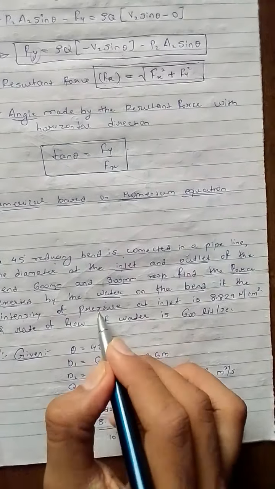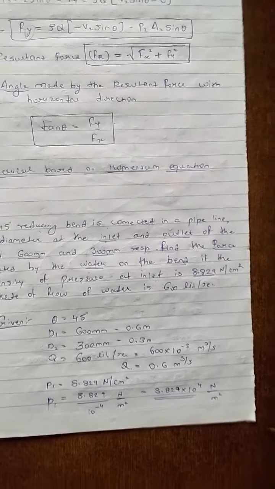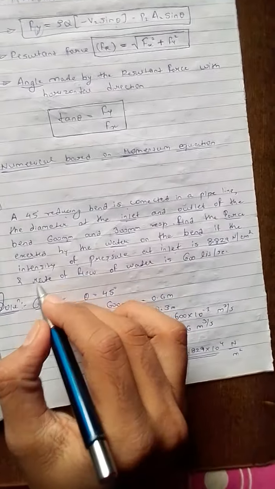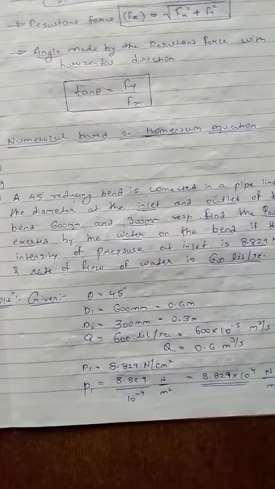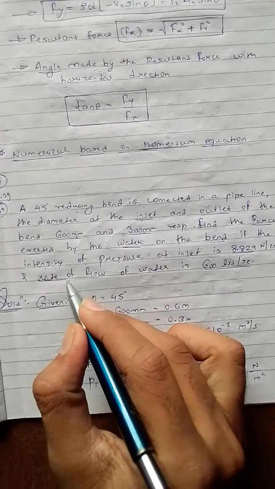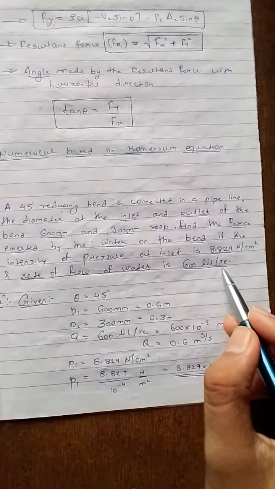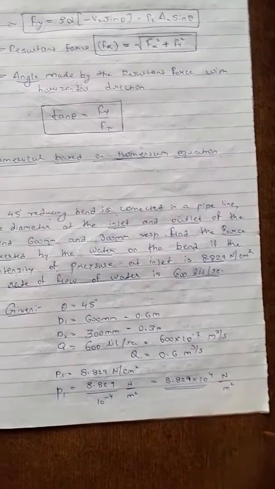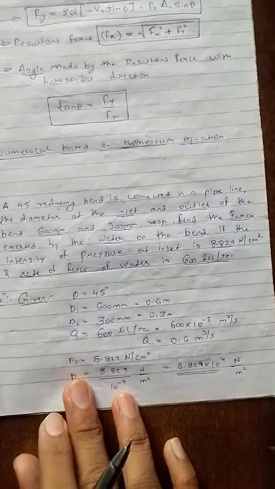If the intensity of pressure at the inlet is 8.829 Newton per centimeter square, so we have to convert it into Newton per meter square, and the rate of flow is 600 liter per second. So basically rate of flow means what? Discharge. So the discharge of water through the pipe is 600 liters per second. Liter per second is not a standard unit, so we have to convert it into meter cube per second. So we will be going through the solution.